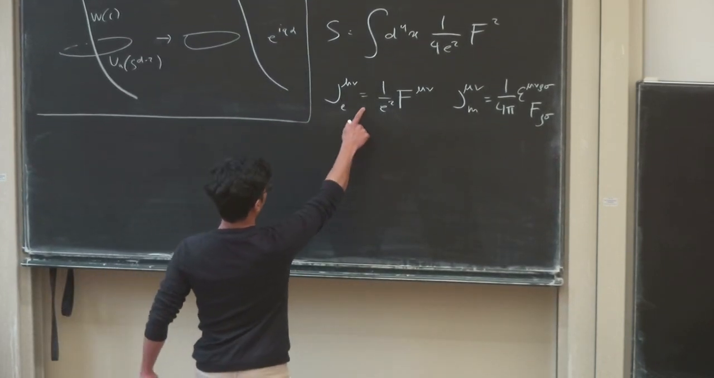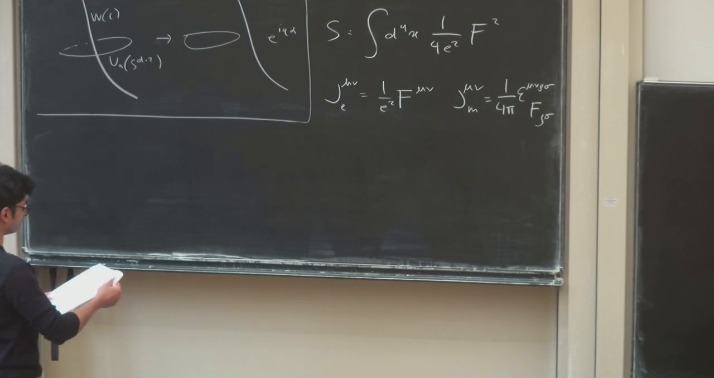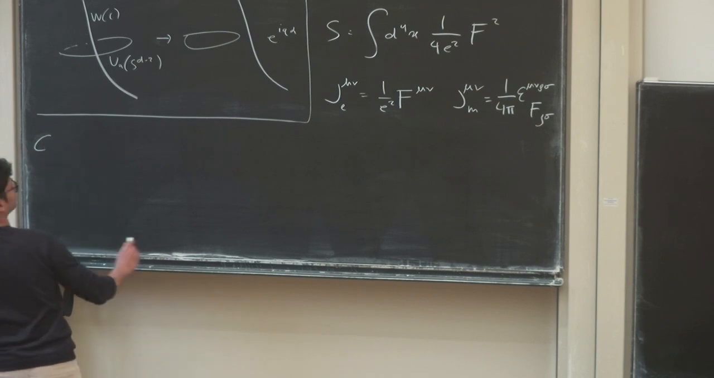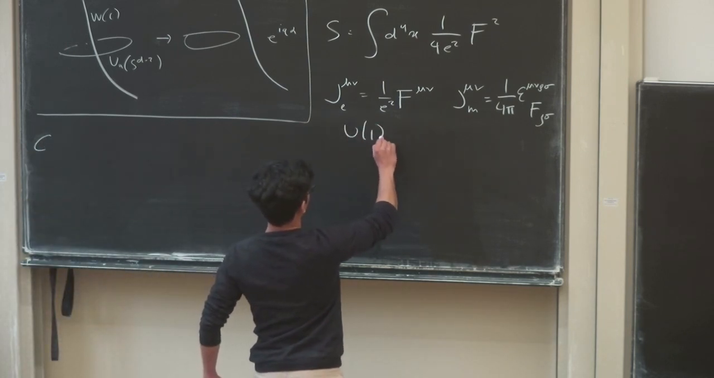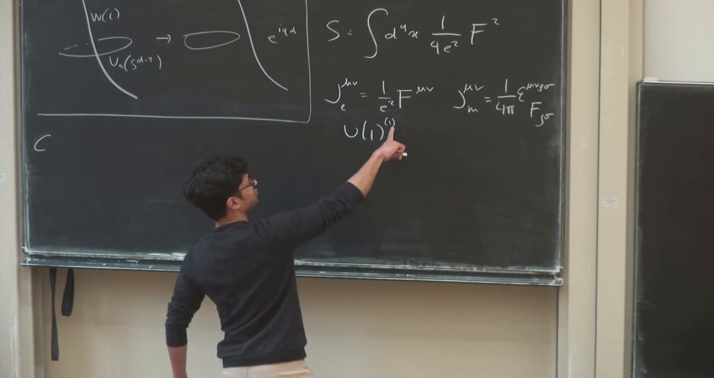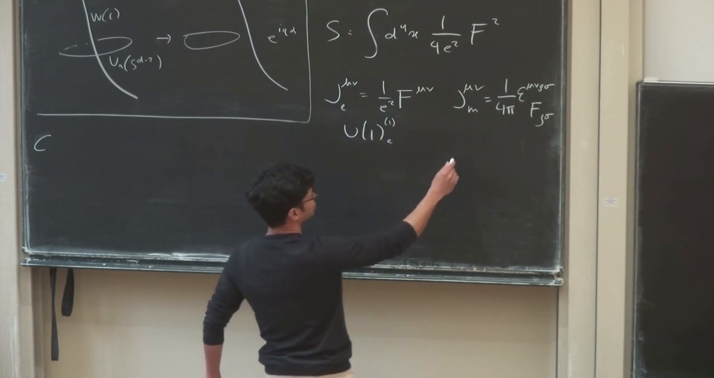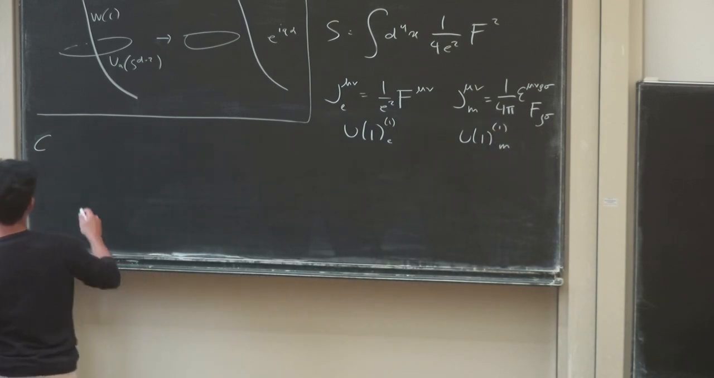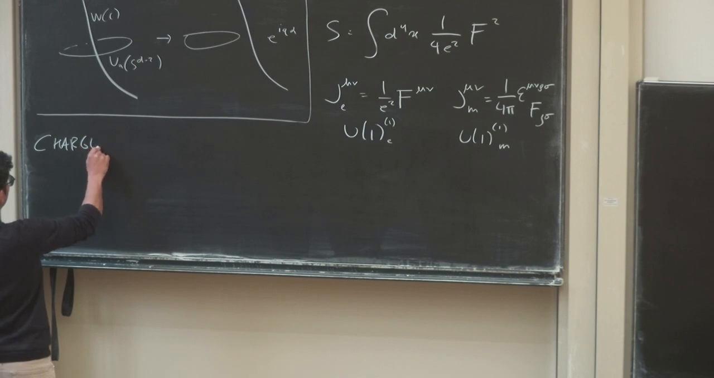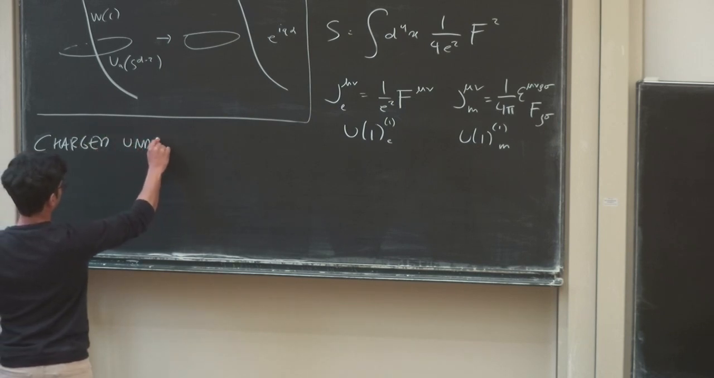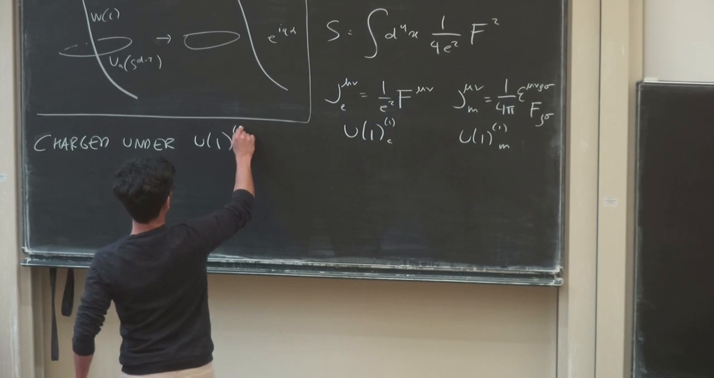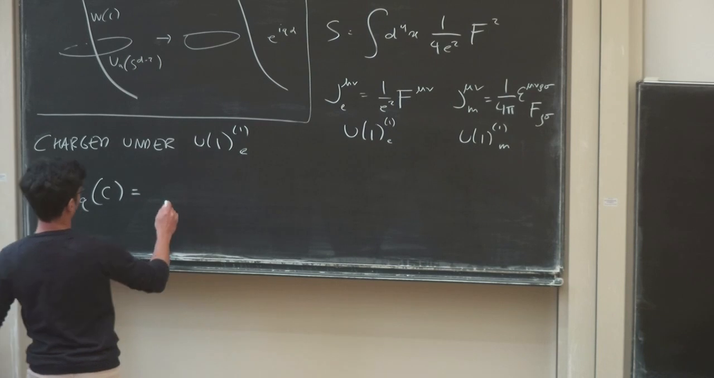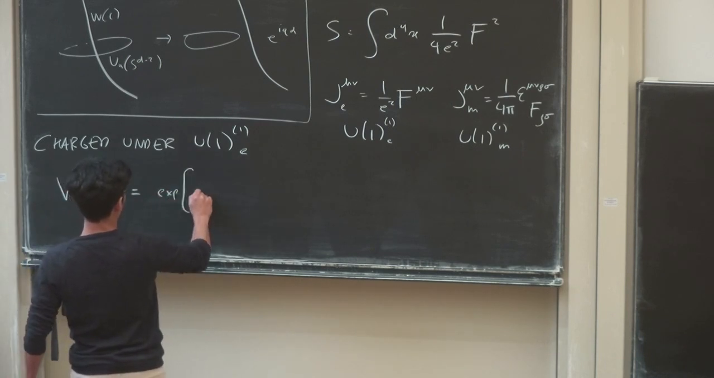The conservation of this one followed from the equations of motion of Maxwell E&M. I should write down a little more notation. This is U1 one-form electric, where the one is for one-form, and this one is for the one-dimensional phase rotations, and this is U1 one-form magnetic. The charged object under U1 one-form electric was the normal Wilson line that we all know about.